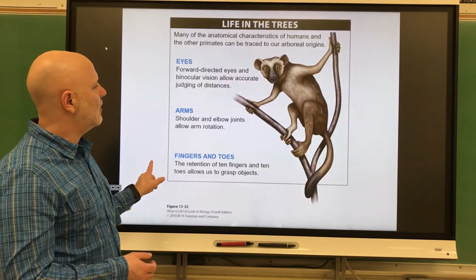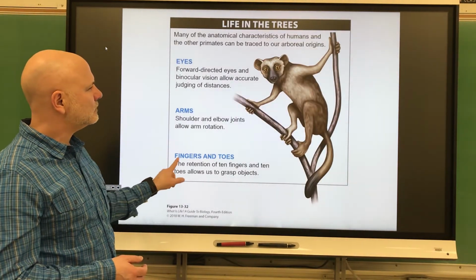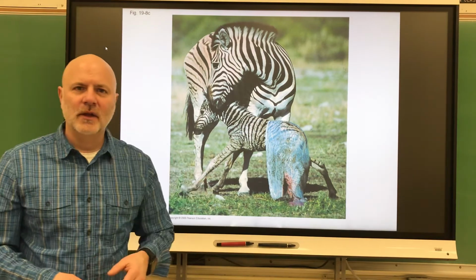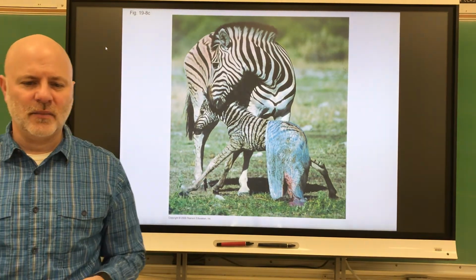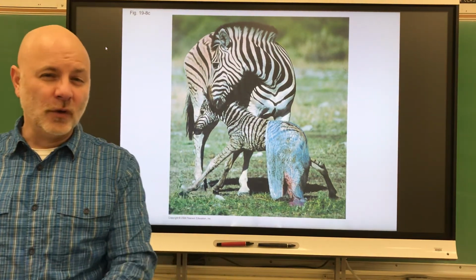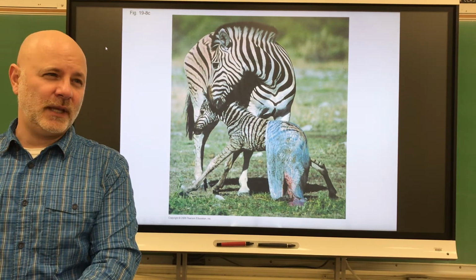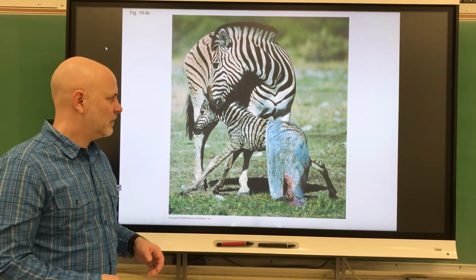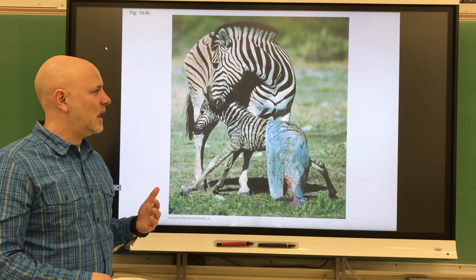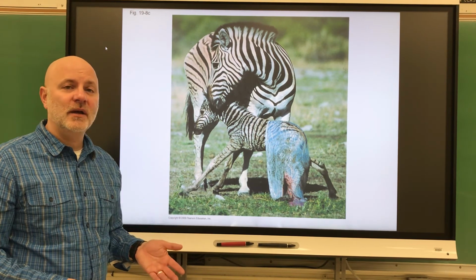So placental mammals have outcompeted all the other types of organisms, other mammals on the planet. I should say mammals, the only marsupial that we have in North America is the opossum.